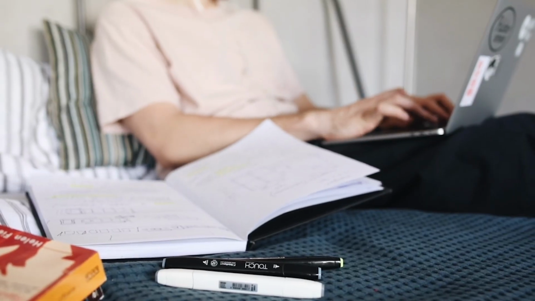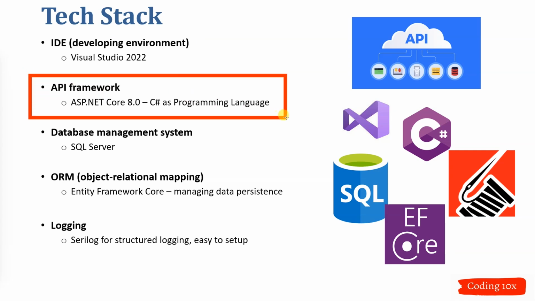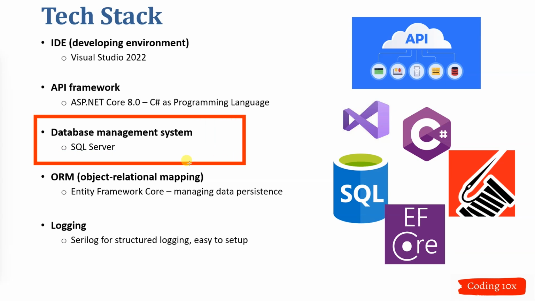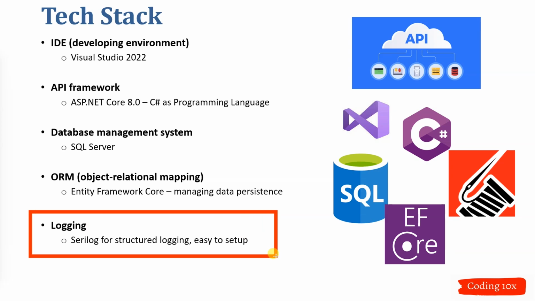In order for us to be able to develop our API, we need these technologies and frameworks. For the developing environment, we'll be using Visual Studio 2022. The API framework that we'll be using is ASP.NET Core 8.0, which is powerful and lightweight, and C# will be our programming language. For the database management system, we'll be using SQL Server. For object relational mapping, we're going to use Entity Framework Core for managing data persistency in our code. For logging, we'll be using Serilog.